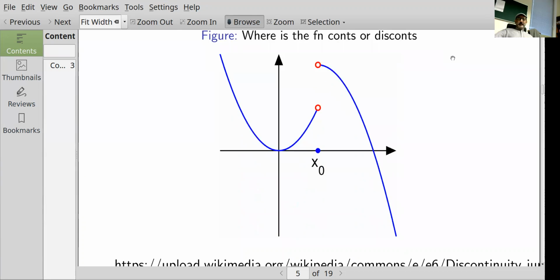Okay, so if we look at this function, at the point x naught, the graph has a jump, and we would say that this function is not continuous, or discontinuous at x naught. Now, if we look at another point, say where the axes cross, then there is no break in the graph, and we would say that the function is continuous at that point.